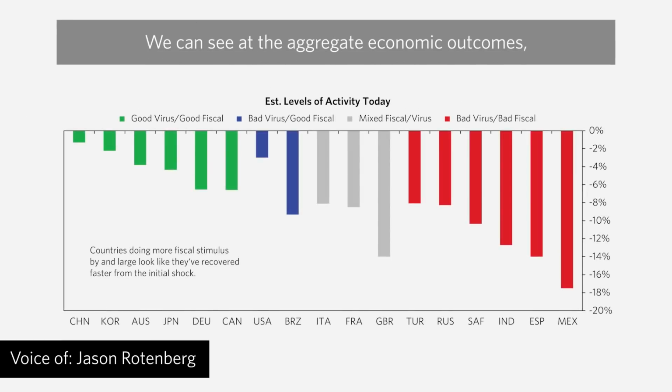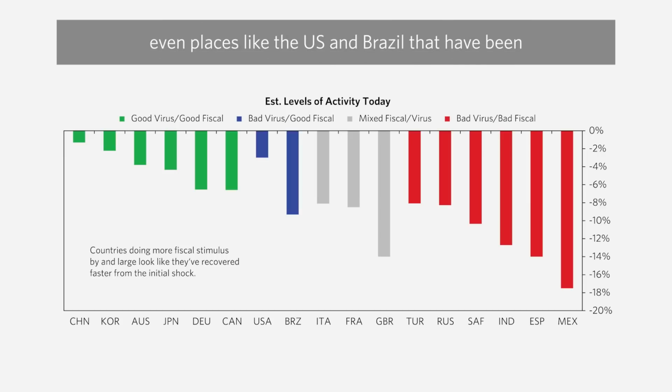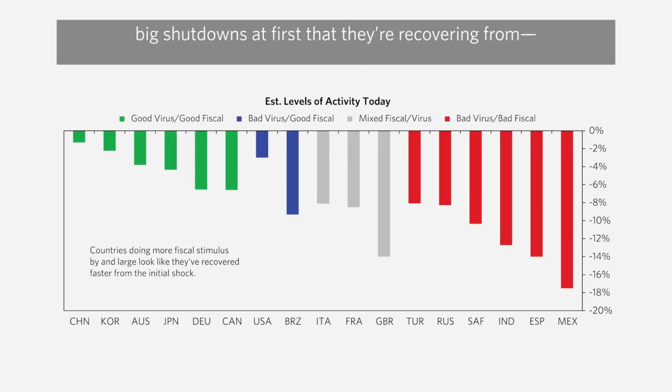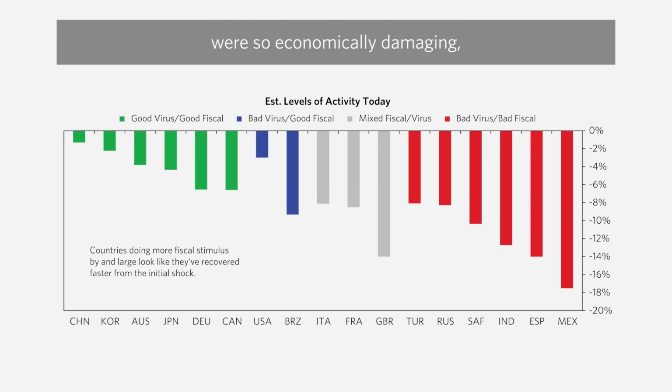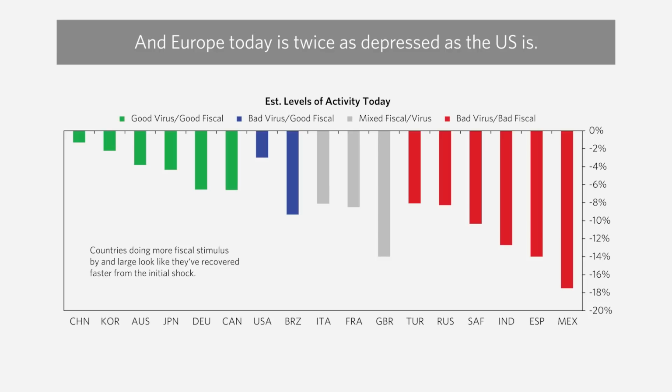Yeah, that's certainly what we're seeing so far. We can see in the aggregate economic outcomes, even places like the US and Brazil that have been hit pretty hard by the virus are seeing strong pickups, because incomes are being supported. And places like Europe that have dealt better with the virus had big shutdowns at first that they're recovering from. The shutdowns without the fiscal support were so economically damaging, creating second order effects, that these economies are bouncing back much more slowly. And Europe today is twice as depressed as the US is.